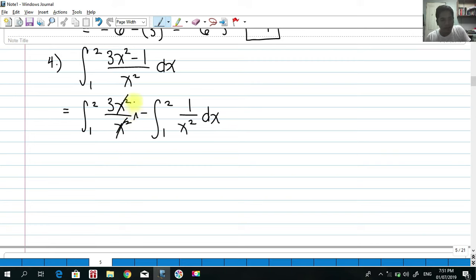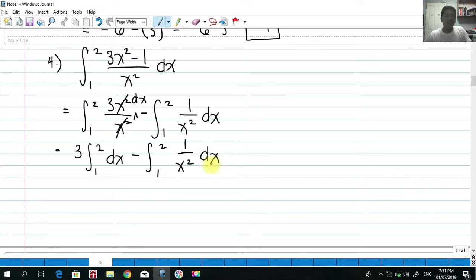We have also a dx here, I forgot to write. So we can factor out 3 outside of the integral so that it leaves us this integral minus the integral of 1 over x squared evaluated from 1 to 2 dx. So we can integrate this simply. We have 3 times x evaluated from 1 to 2 minus, so if we find the integral of this, it should look like this. We have negative 2 plus 1.